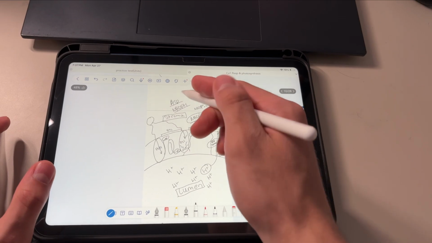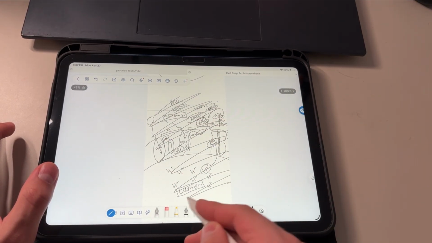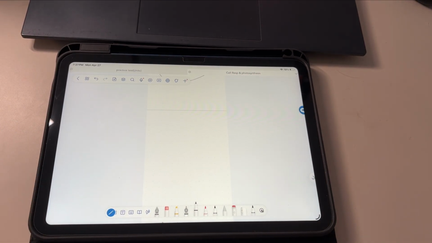I just realized how messy this diagram was. I feel like it would have been a lot better if I just used the notes like last time, but you know what? It is what it is.